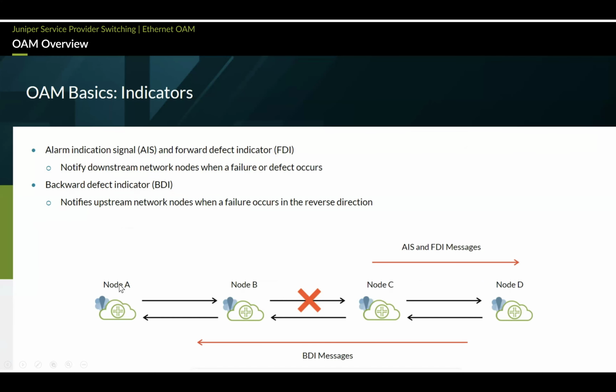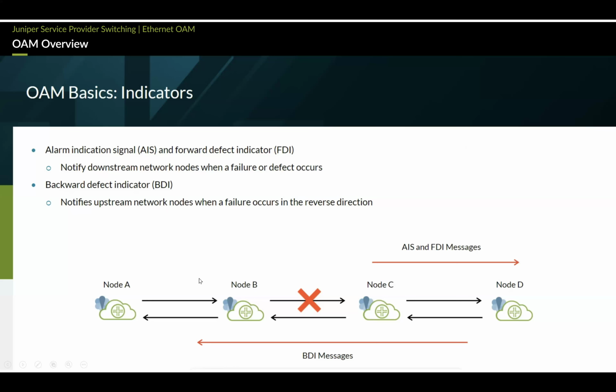Say here, this is a node. You can say it's a router, or a network device. Node A is connected with node B. Another device is node C. They're connected with each other. They're sending AIS and FDI messages. Sending this message is unidirectional, and another message is coming as a reply, the BDI message.